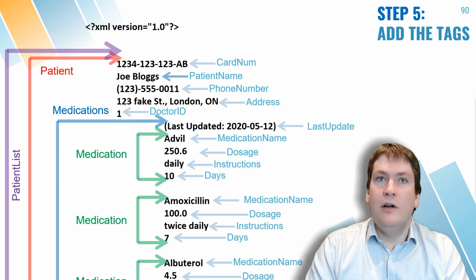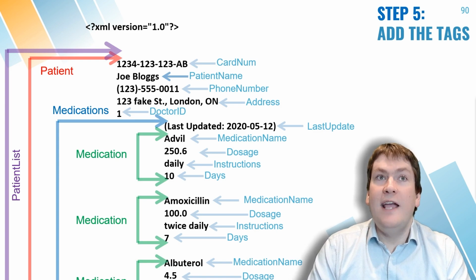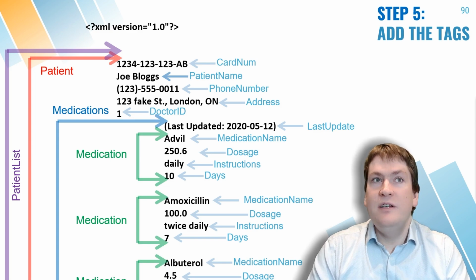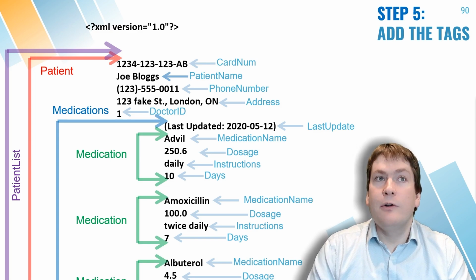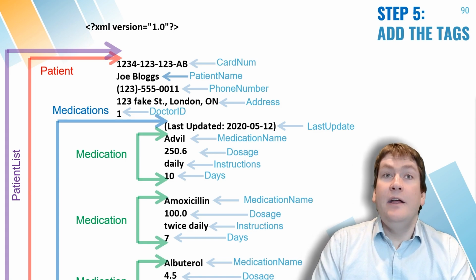Each time we encounter a data element, that's going to be a simple element. We're going to surround it with a tag with the same name as the data element. And whenever we encounter the end of a group, we're going to add an ending tag for that group. So groups are going to become complex elements, and data elements are going to become simple elements.